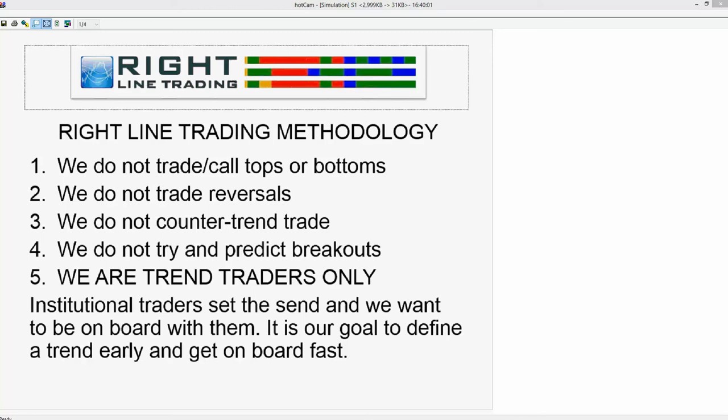Now, it's our belief that institutional traders set the trend, and we want to be on board with them. It's our goal to define a trend early and get on board quick. And most importantly, get on board safely.